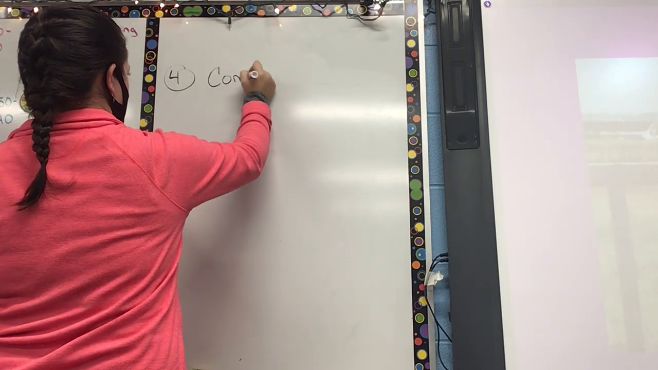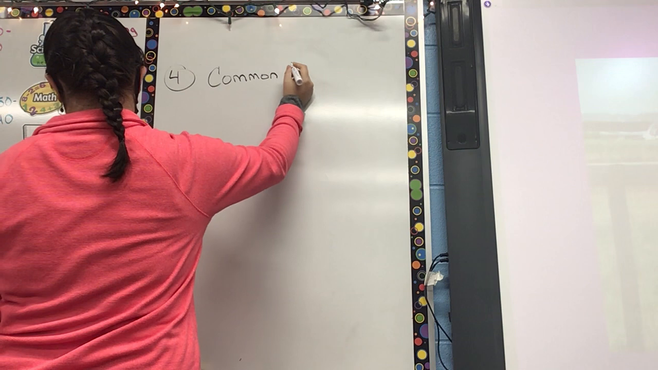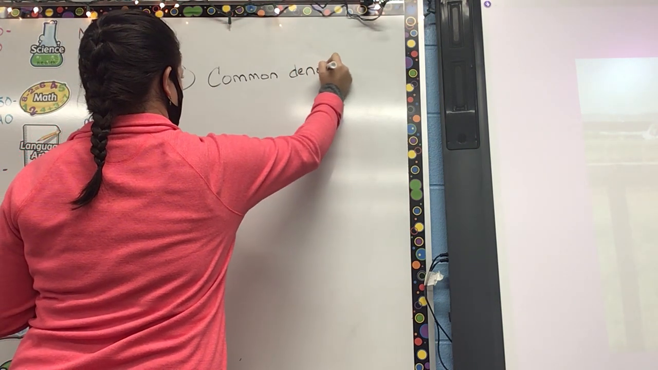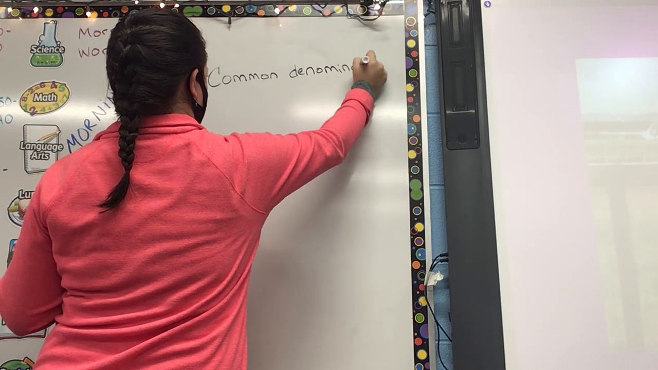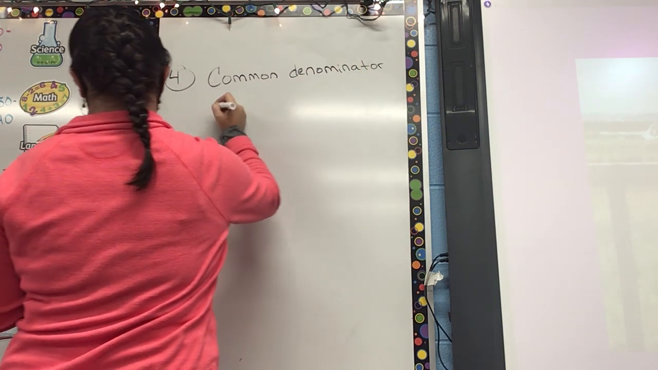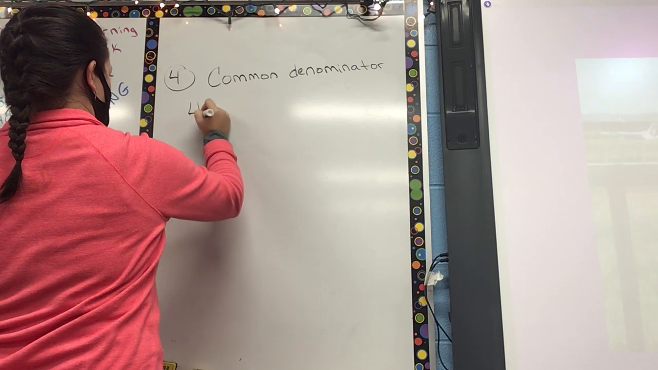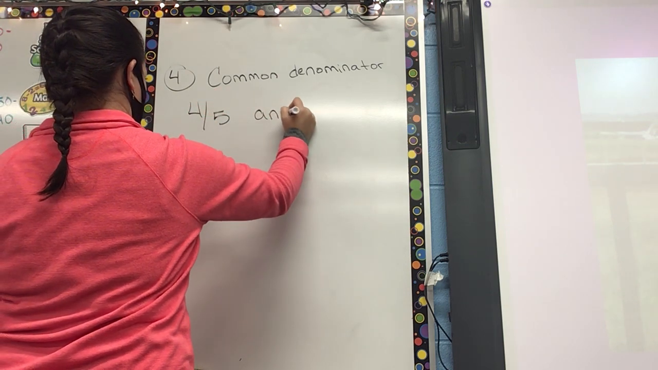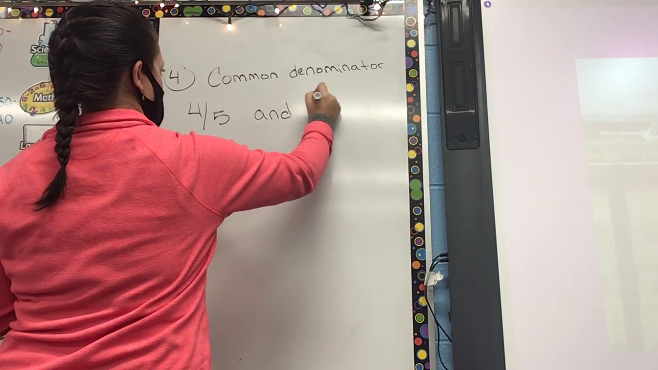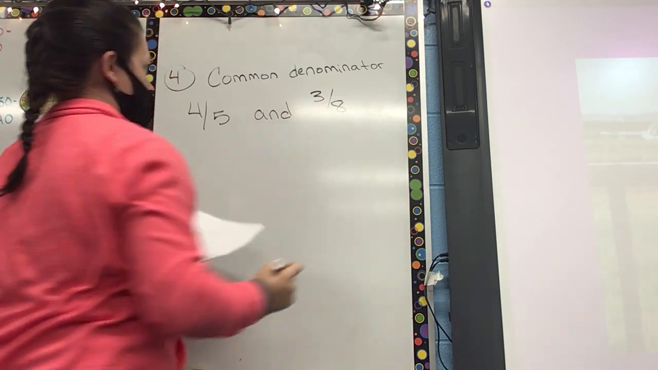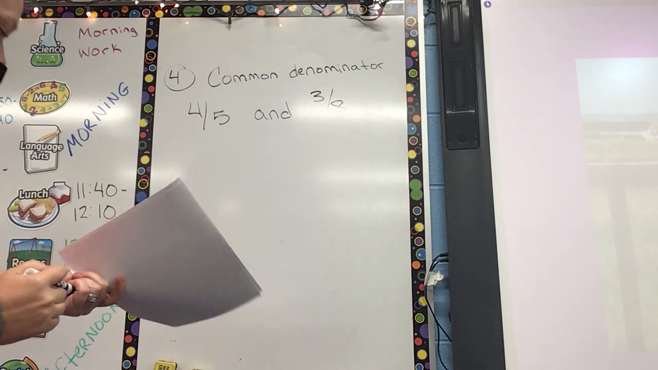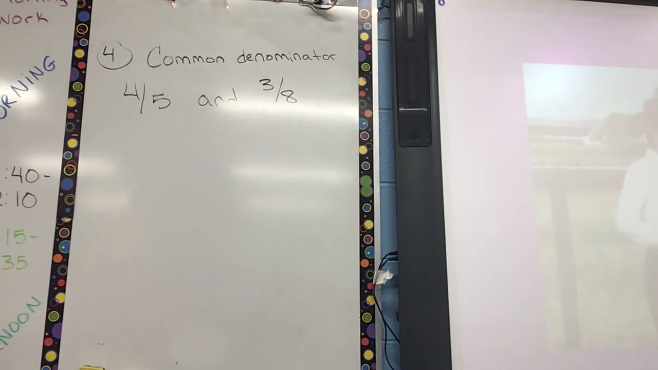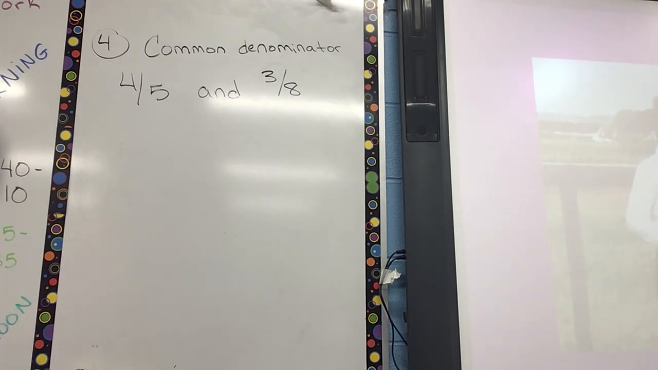I want you to find me a common denominator here. 4/5 and 3/8. Find me the common denominator for 4/5 and 3/8.